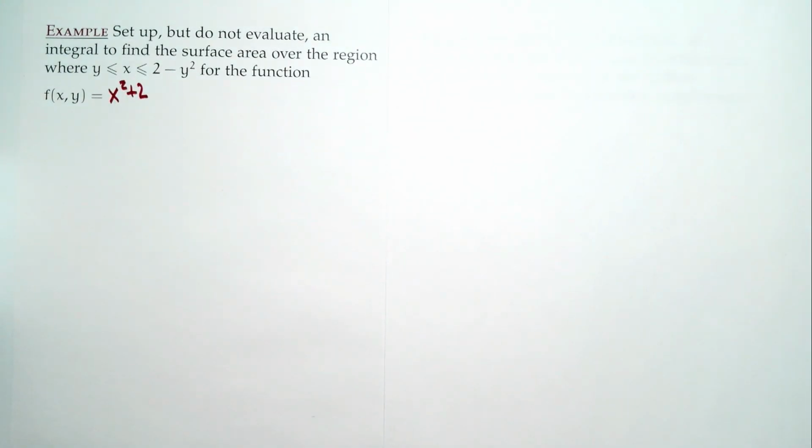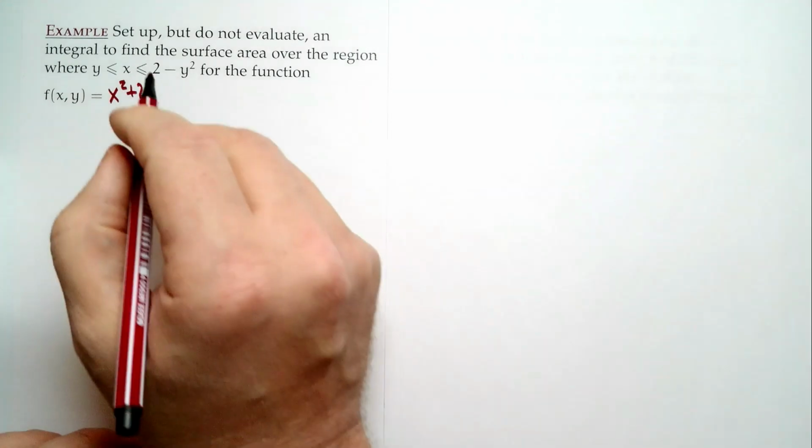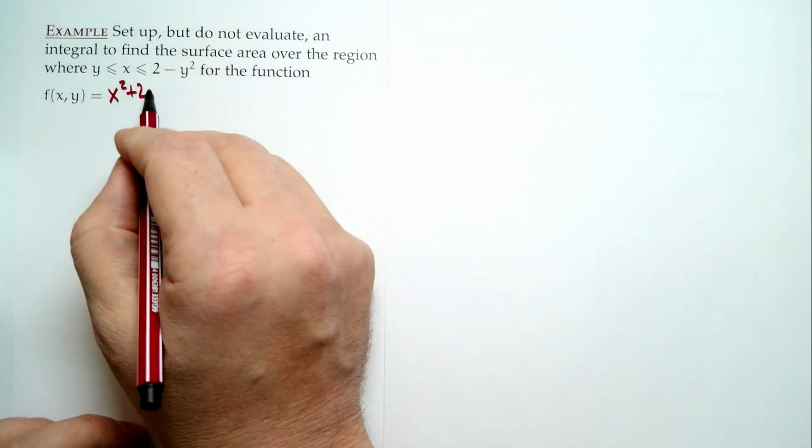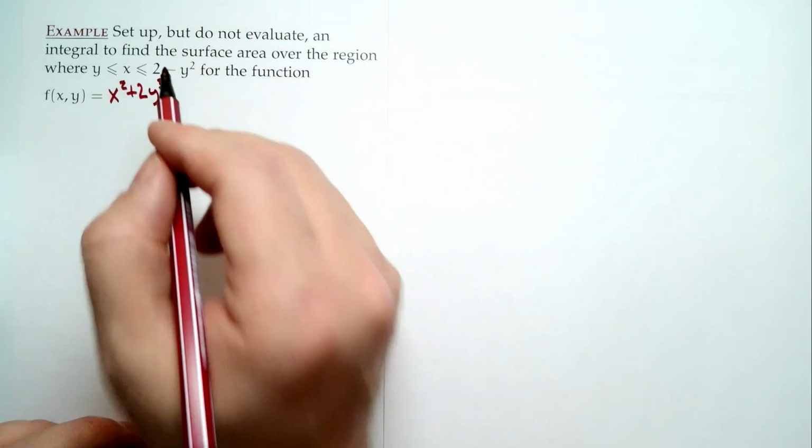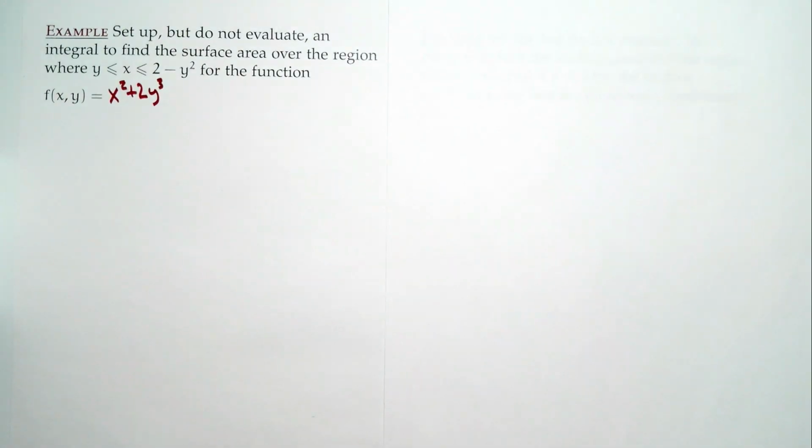All right. Okay. So where do we go? Well, okay, we need a y in there. We need a y. X squared plus 2y cubed. Okay. Got to have something. Got to have a little bit of meat to this problem. Okay. So, all right. So we have our function.